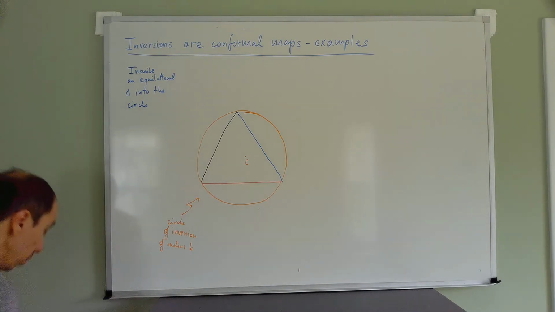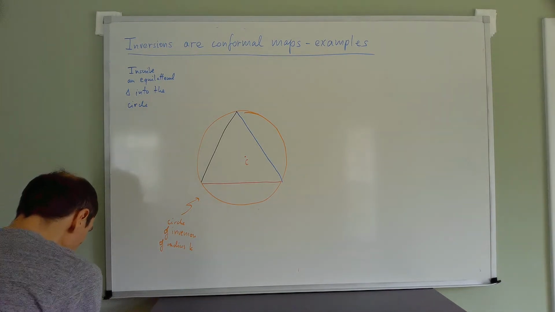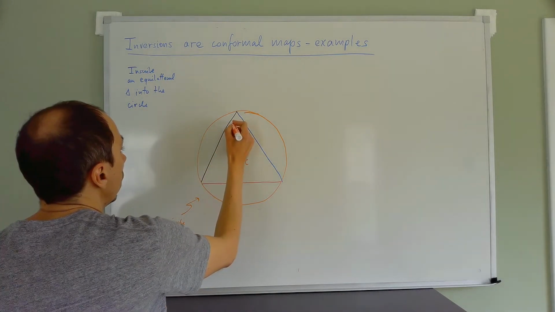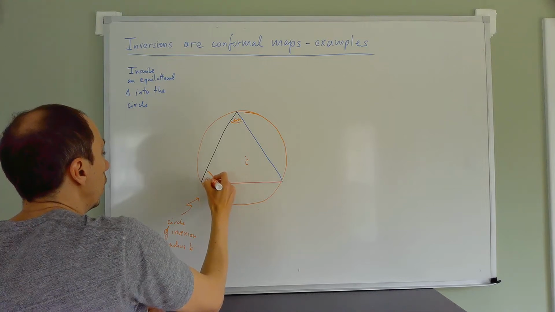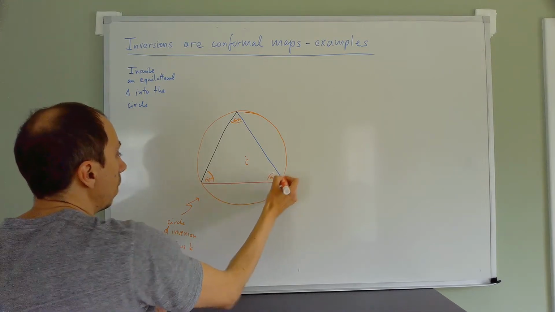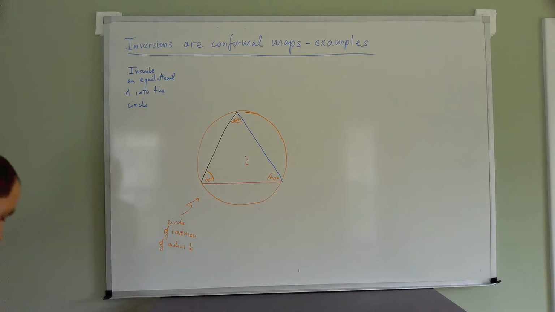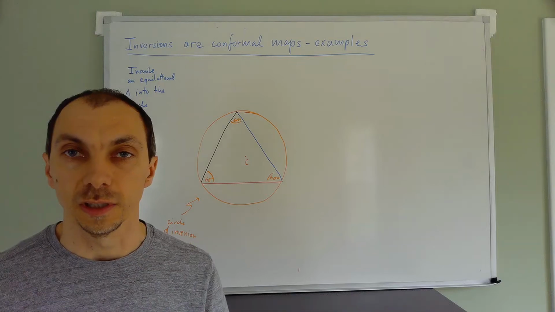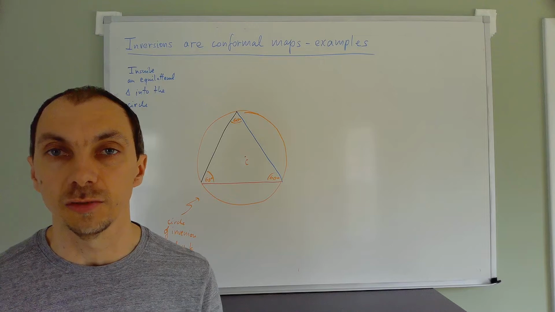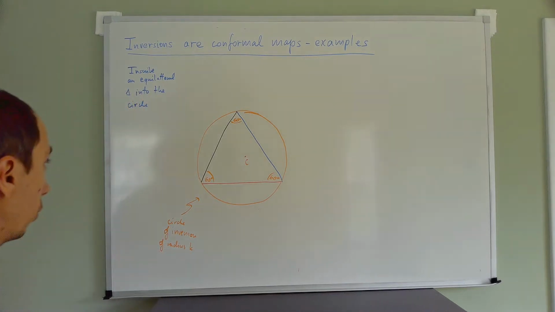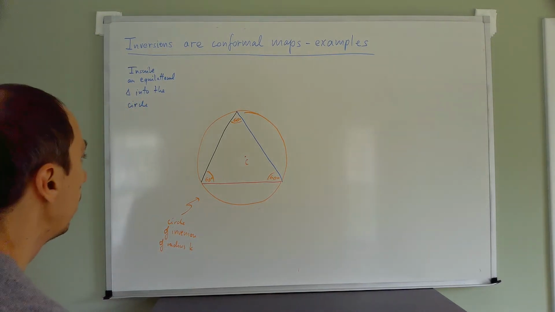Okay, and now I want to know, so I know all the angles. All the angles are 60 degrees, right? So let's try to find the image of this triangle under the inversion. So I'm going to try to find the image of every single side of this triangle under the inversion. So let's first work with the blue side.